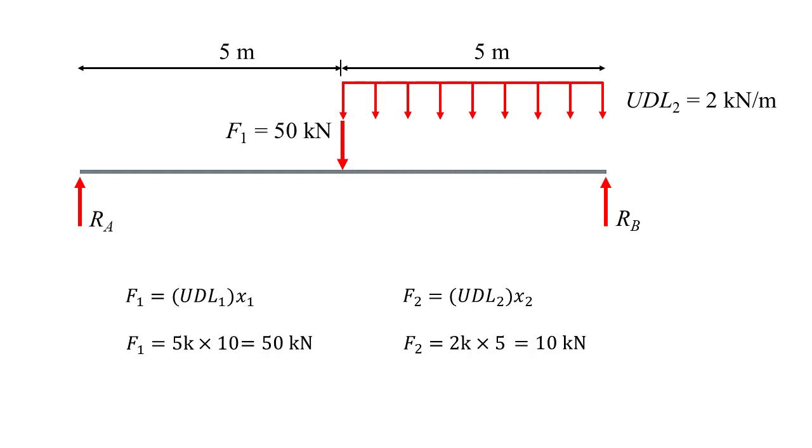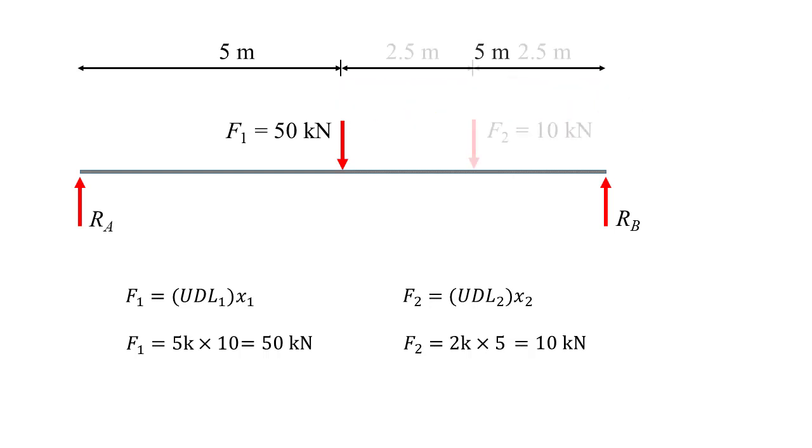The location of the point load for load 2 is also at its center of mass, which will be the middle of its distribution. Since UDL2 is 5 meters long, then its center of mass is 2.5 meters from where it starts, which is at 5 meters from the left of the beam. So the equivalent point load location is 7.5 meters from the start of the beam. Now that we've converted all of the distributed loads into point loads, we can proceed to solve for the reactions.